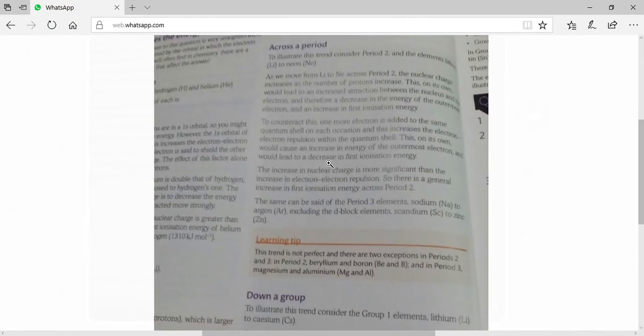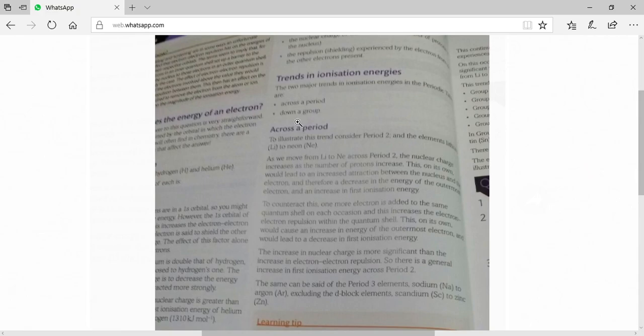I will try to explain it to you verbally. That's fine. This is like a revision. The trends of ionization energies, I explained just before to you in a very convenient and deep manner.